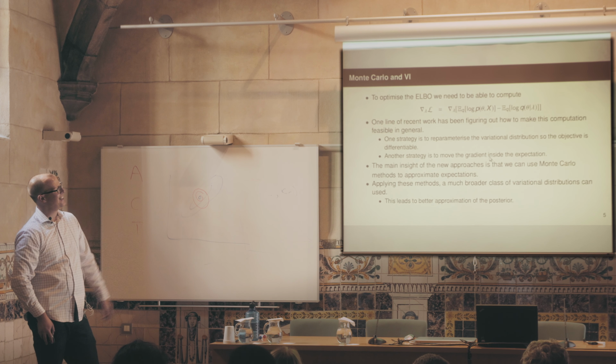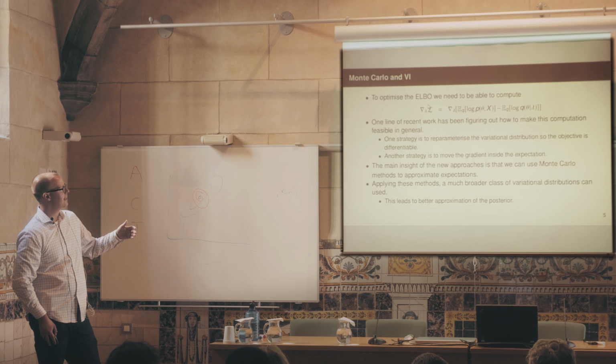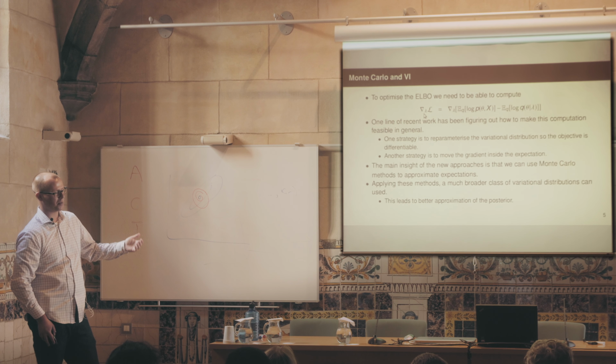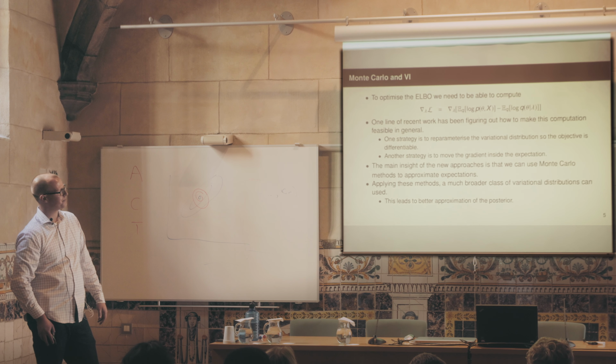So this key insight in recent years has been that one can use Monte Carlo methods to compute these hard expectations. Not MCMC, but Monte Carlo, straight Monte Carlo. And the key thing we need to be able to do to optimize the KL divergence is to compute the gradient with respect to the variational parameters. And here we see those expectations appearing.